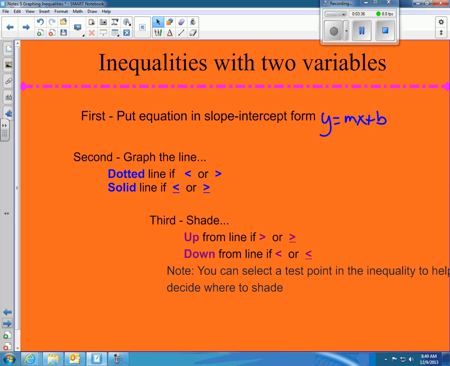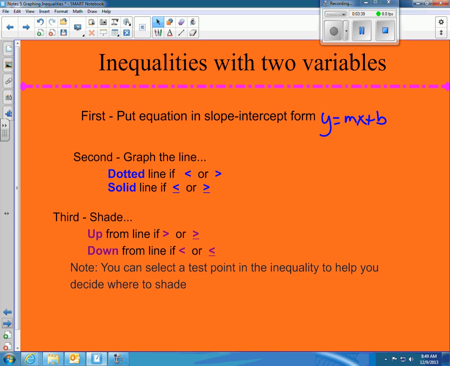And the third step, we are going to shade. Now, if your inequality sign has y greater than or greater than or equal to, we're going to shade up. If it's a less than or equal to sign, we're going to shade down from our line.